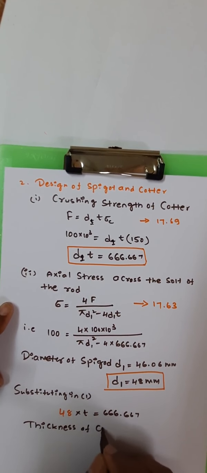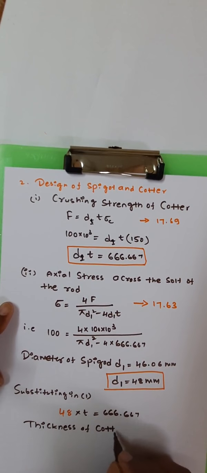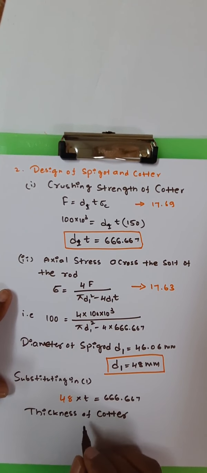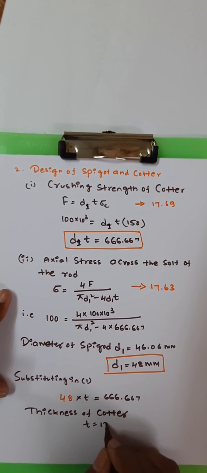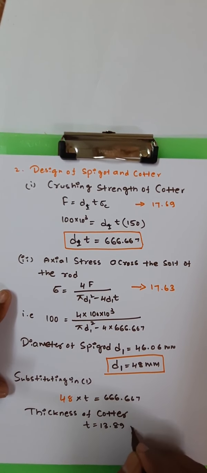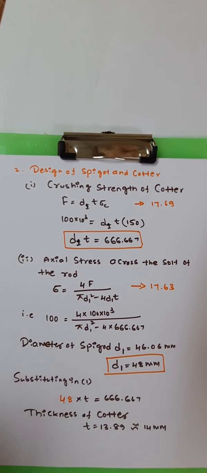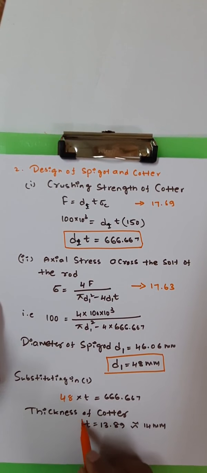The t value we will get, t is equal to 13.89, which we will make 14 mm. That is the thickness of the cotter.